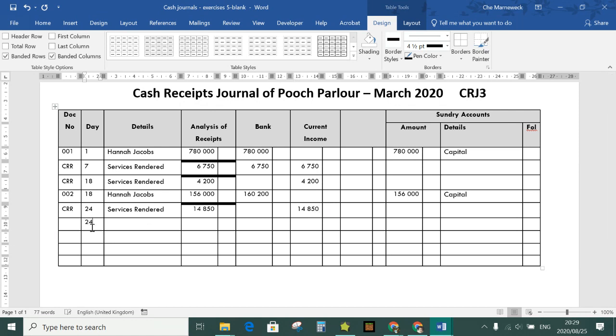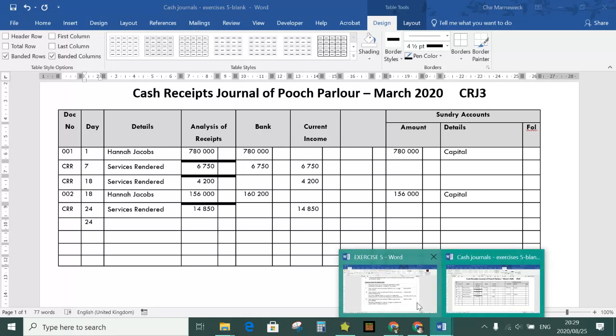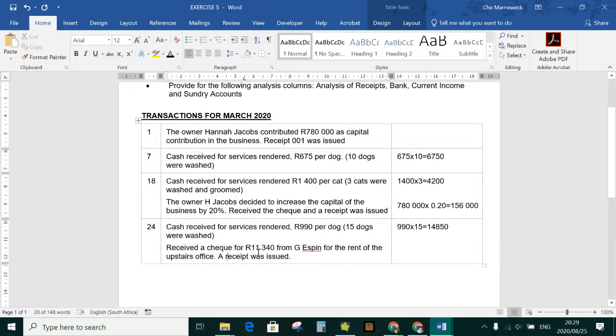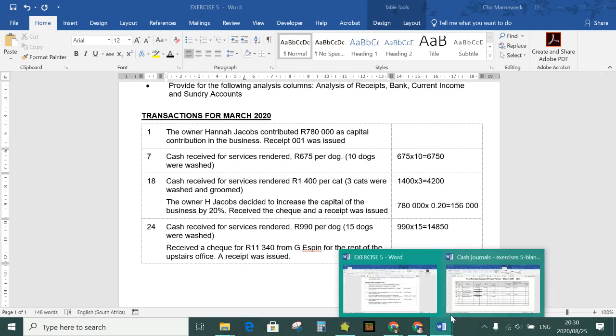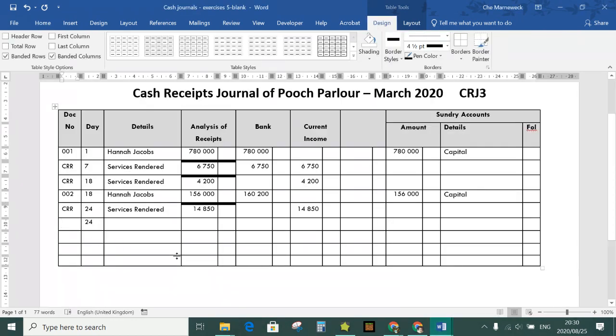So something else is happening on day 24. Have a look. A check was received for 11,340 from G. Espen for the rent of the office upstairs. A receipt was issued. So after 2 comes 003. They tell us it's from G. Espen. We are receiving 11,340. It's now the end of the day.